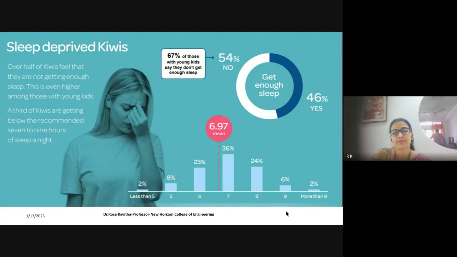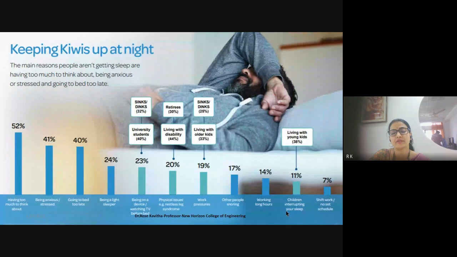So why is it happening? How can we avoid it? See, there are certain apps which you can download for managing your time also. I will tell you what those apps are. One of the reasons people are not getting enough sleep is having too much to think about, being very anxious or stressed, and going to bed too late. These could be the reasons. But still, how do you overcome? In the statistics I have given, the highest one is 52%: having too much to think about.